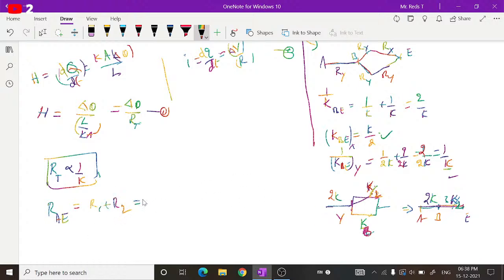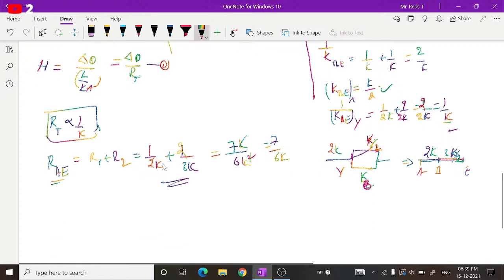So here R1 is 1 by 2k, and another one is 1 by 2k by 3, that is 2 by 3k. That's why you consider it in that way. So this is R_E. If you are asked to find thermal resistance only, you can directly take this. Simplifying further, we get 3 plus 4, that is 7, over 6k, so we'll get 7 by 6k.